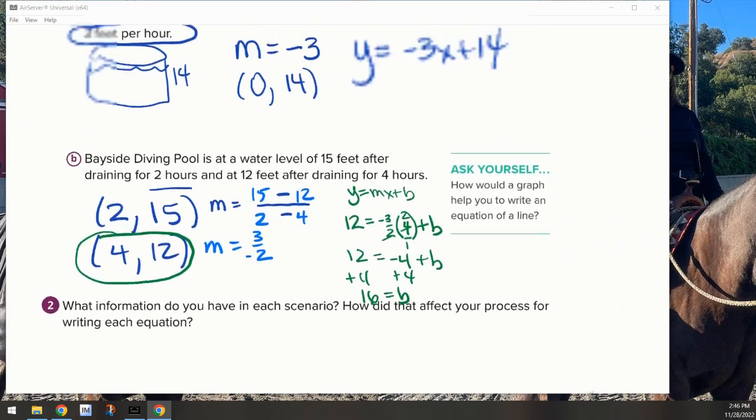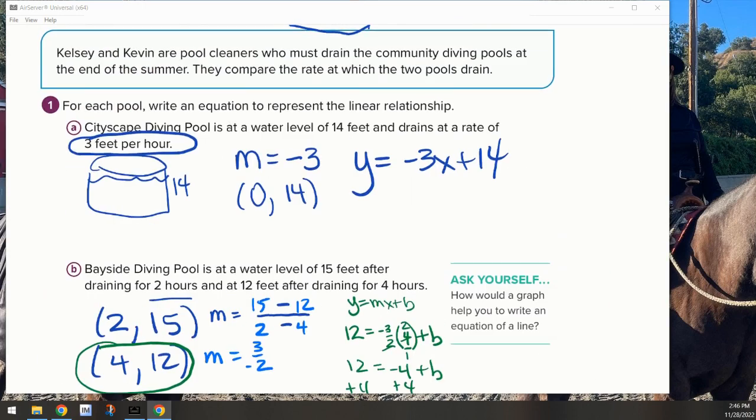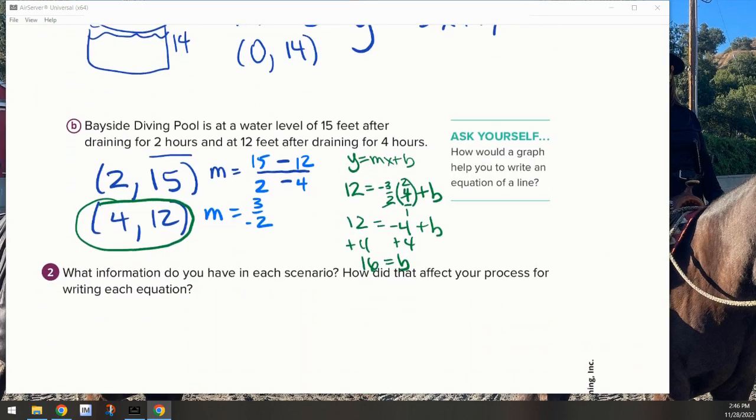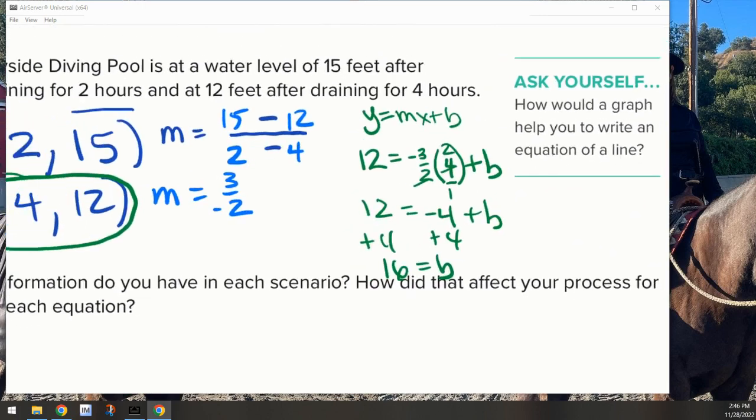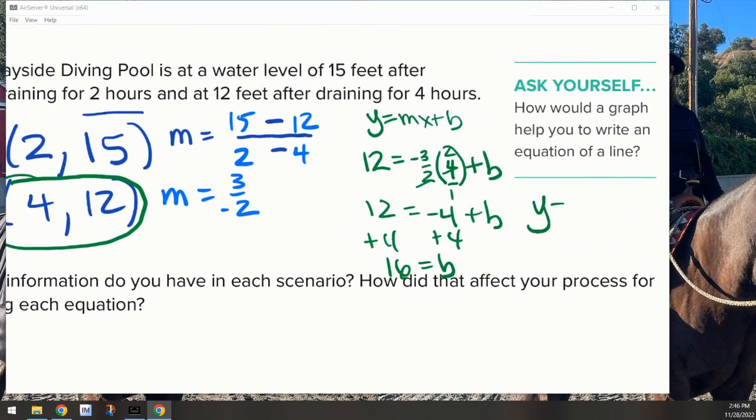But that's not what it asked for. Oh yeah, it wants the equation of the line. Okay, so my slope was -3 over 2, so the equation is y equals -3 over 2x plus 16.